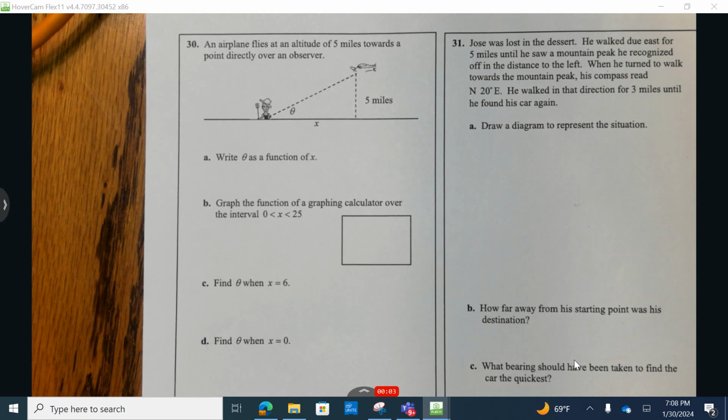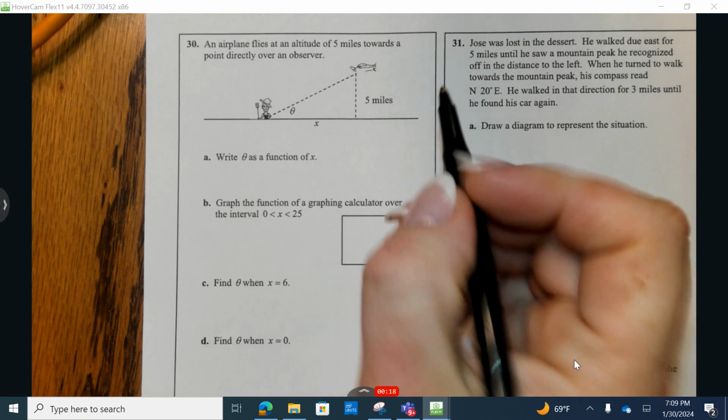Unit 10, review, question 30. An airplane flies at an altitude of 5 miles towards a point directly over the observer. Write theta as a function of x. Okay, so we want to solve for theta. How can we do that?